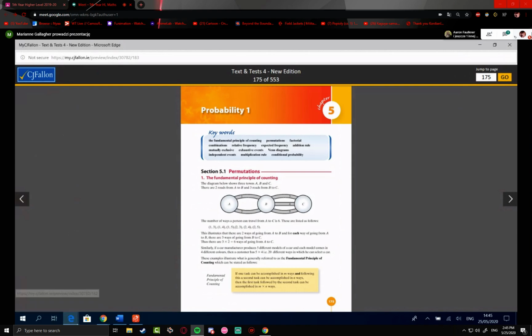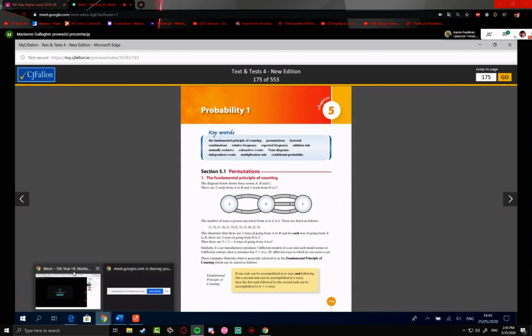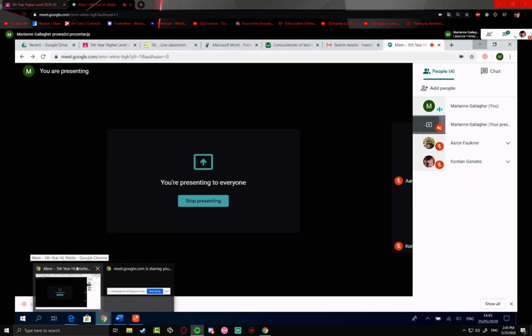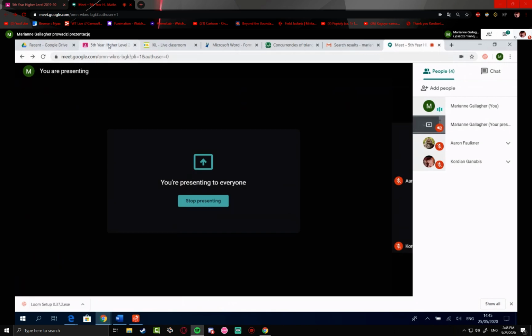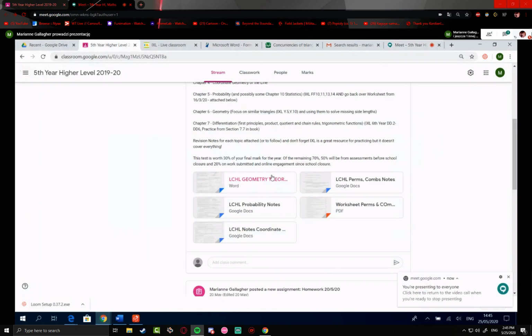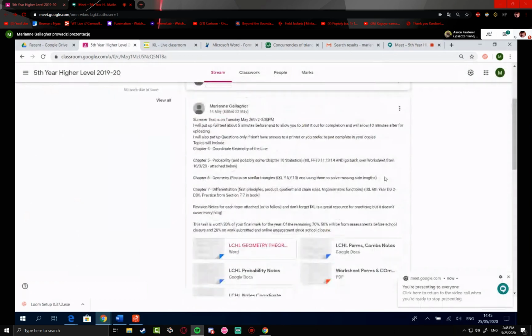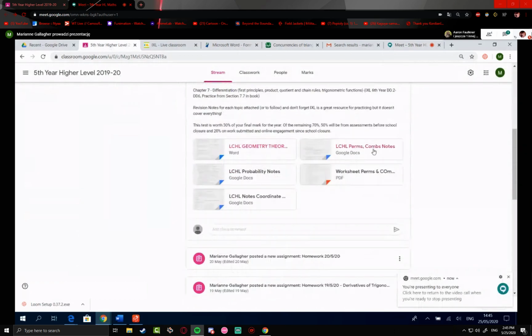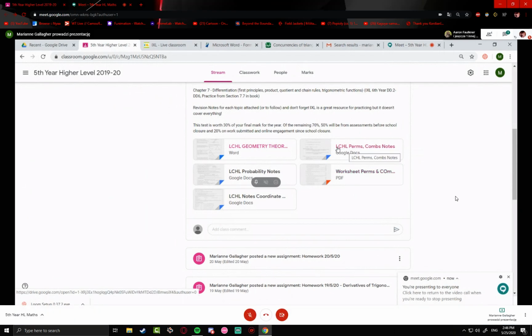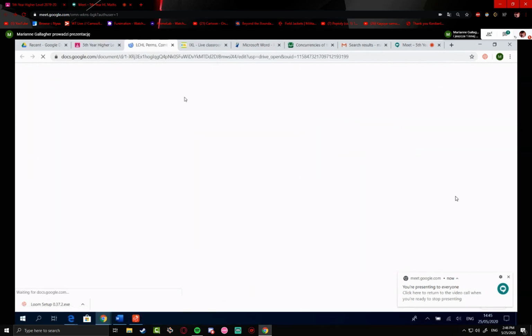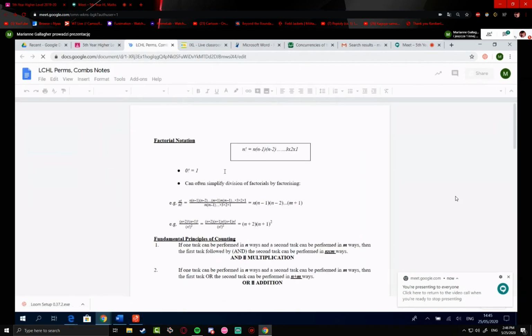I'll pull up the notes as well, and then maybe we just do a question out of the book. So again, this is at the top of the classroom stream, and I have notes on permutations and combinations and notes on probability. And then that worksheet that we did a few months ago, if you run over that, you can still have that done. And I think I had solutions. They should be on the classroom stream somewhere back over.